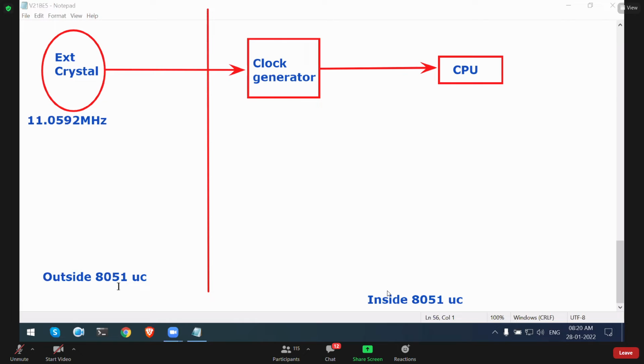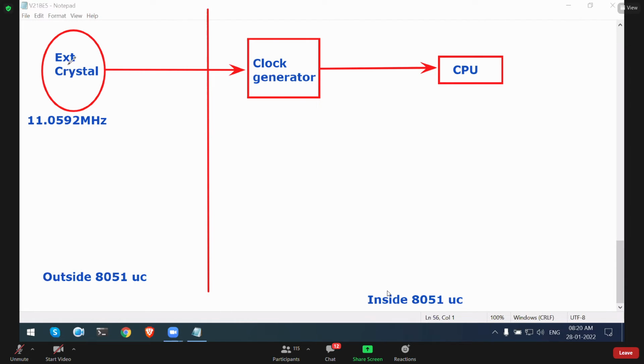Now you need to understand this crystal operation. This external crystal output is given to the clock generator. The clock generator output is given to the CPU. So understand what happens here. As soon as you power on the board, your crystal circuit will get the VCC.